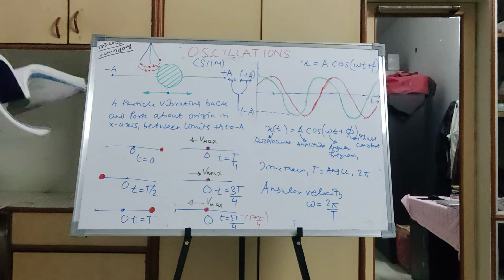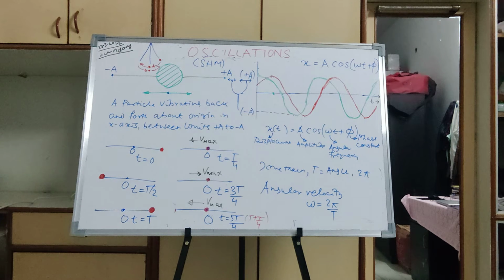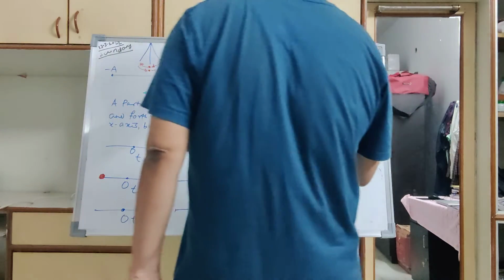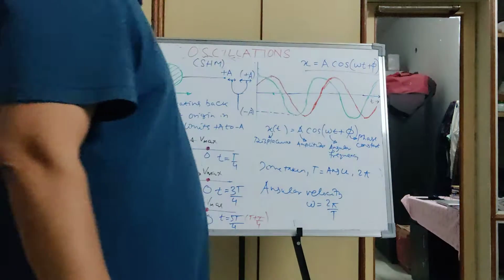That is the meaning of simple harmonic motion. So a generalized equation for simple harmonic motion is x equal to A cos(omega t plus phi).